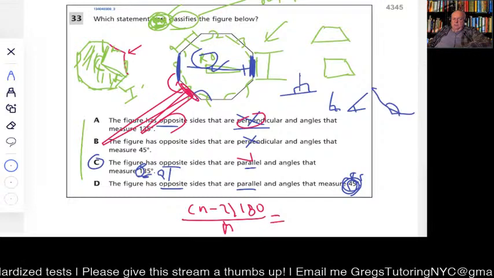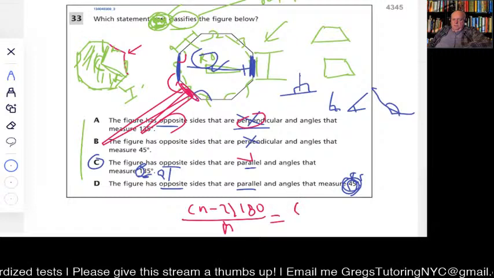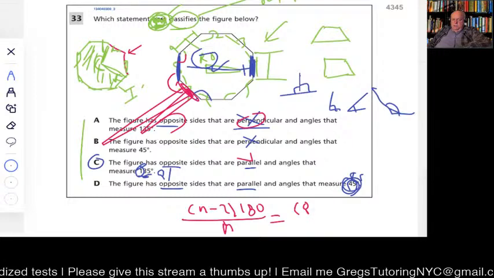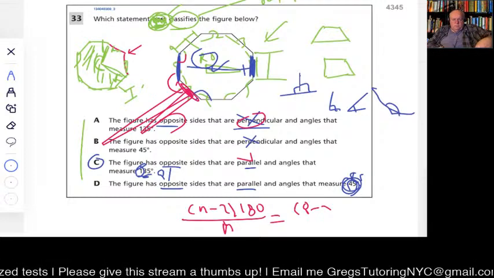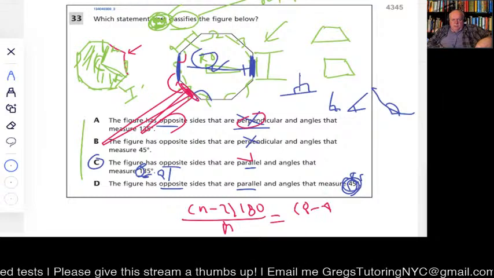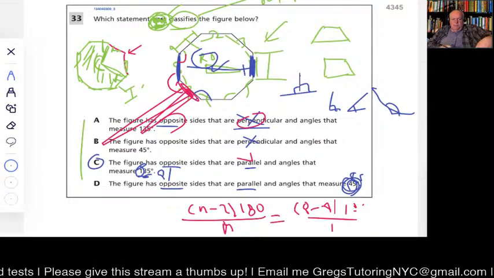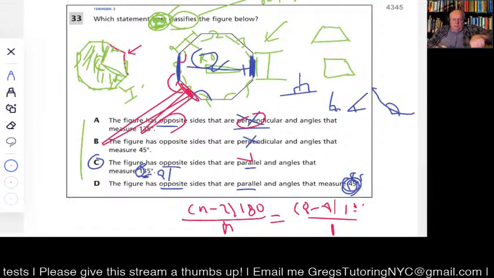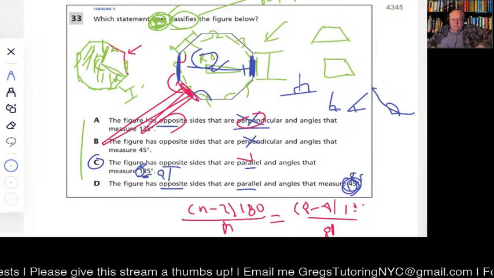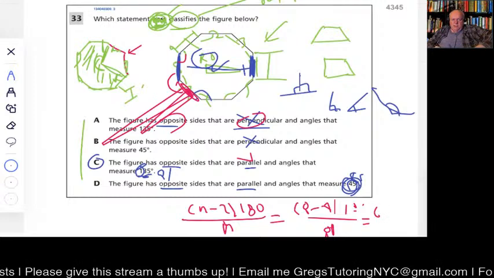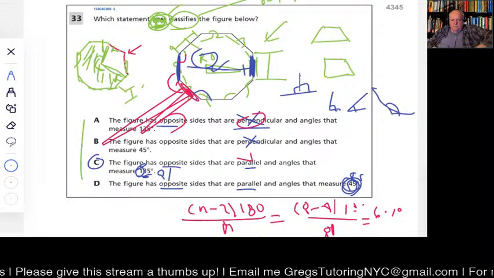So there was 8, we showed earlier there was 8 lines making the shape up. There's also 8 angles inside of here. So we're going to have 8 minus 2 times 180 over 8. Now my tablet's messing up here. I don't know why. What's going on, tablet? And that's going to give us 6, right? 8 minus 2 times 180 over 8.